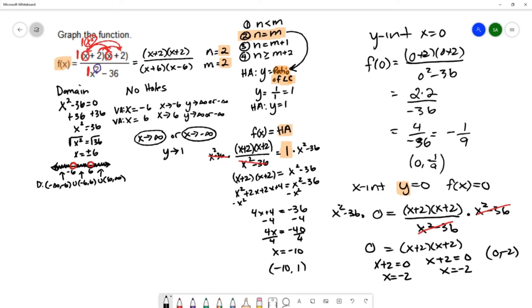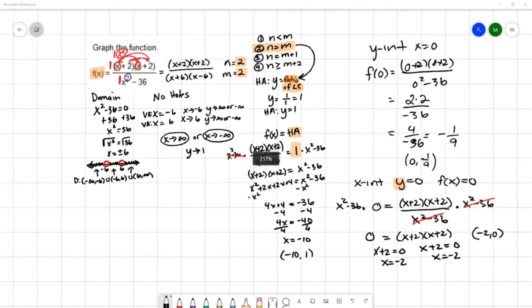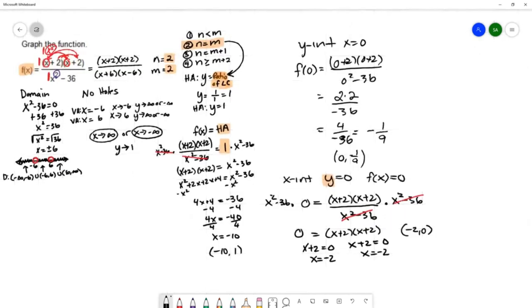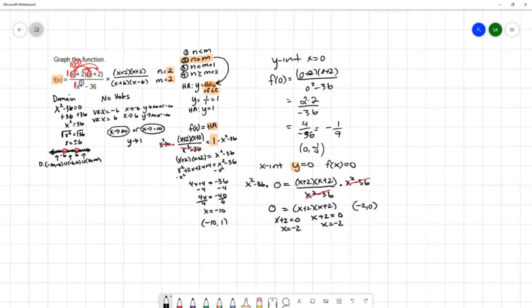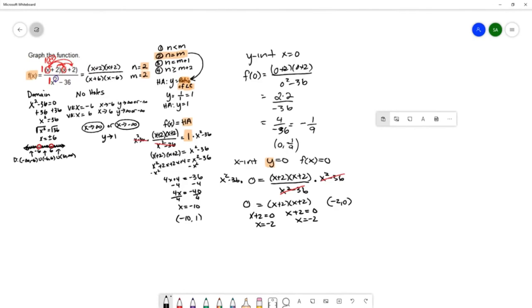And I wrote that incorrectly. Let me fix that. I wrote that as a y-intercept. That should be the ordered pair negative 2, 0 as our x-intercept. So I think we are almost ready to graph. I'm going to put down a grid for us to draw the graph on.